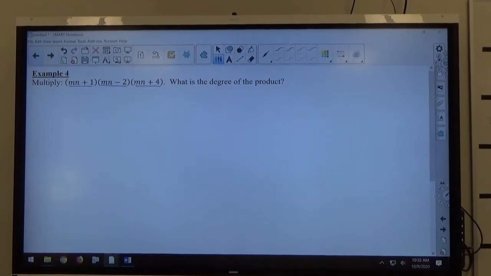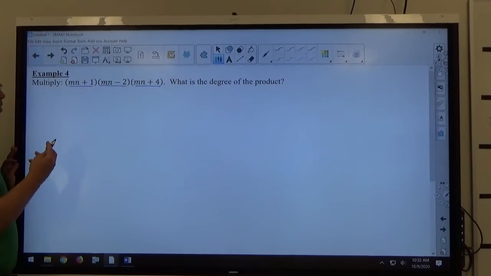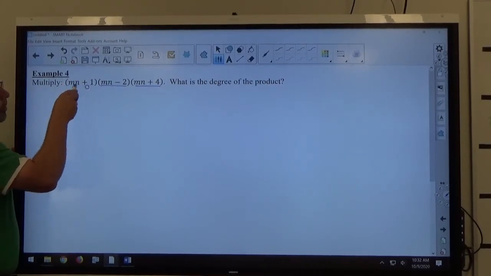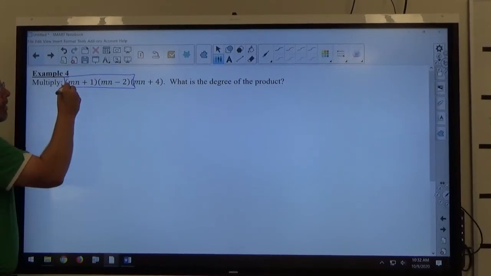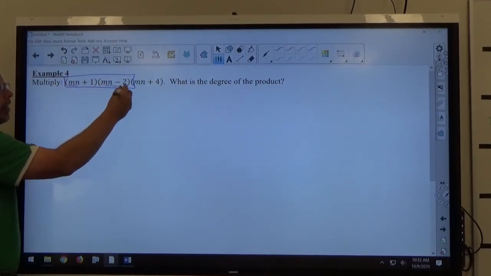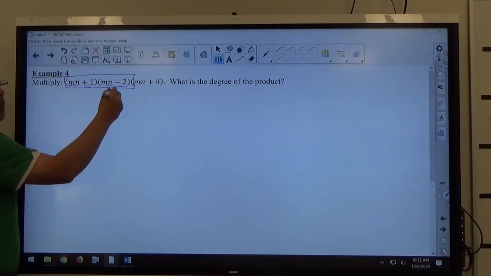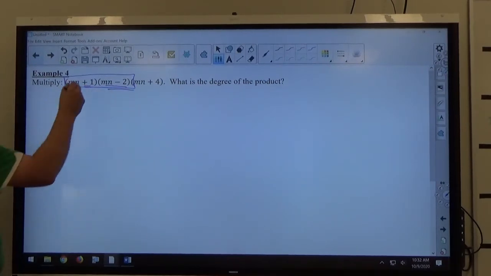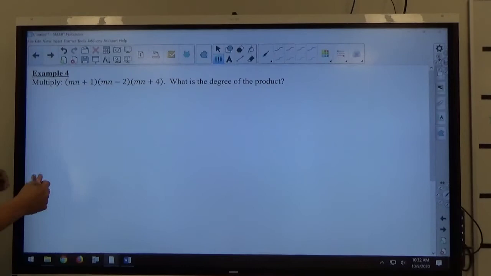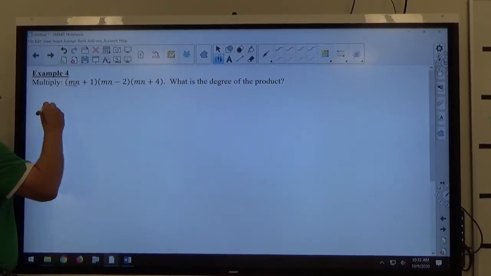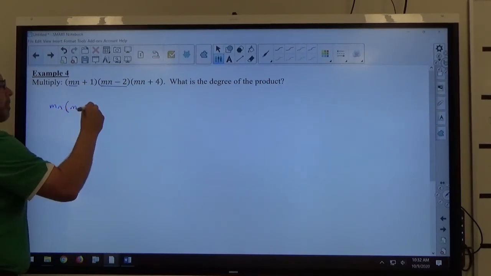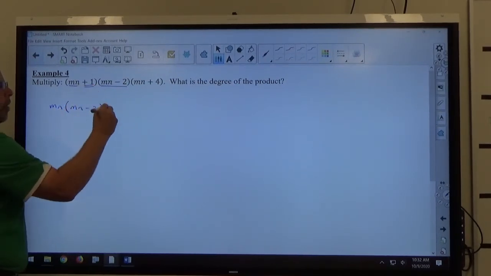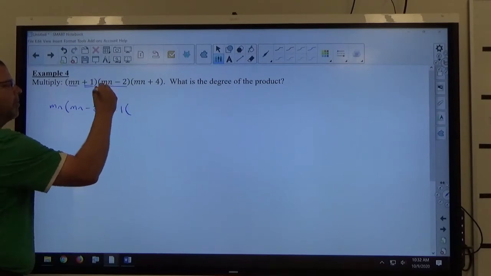Now, what we learned yesterday was in order to multiply polynomial times polynomial, let's say I'm multiplying these first 2 polynomials here, these 2. I'm going to take the first object times everything, and then the second object times everything. So that's what I'm trying to do here. So looking at that, this is mn, I'd multiply that times mn minus 2, and that's plus 1, I'm going to multiply that times mn minus 2.